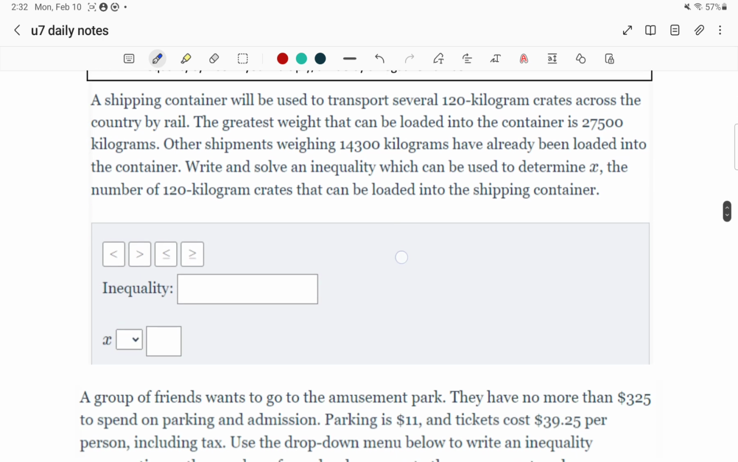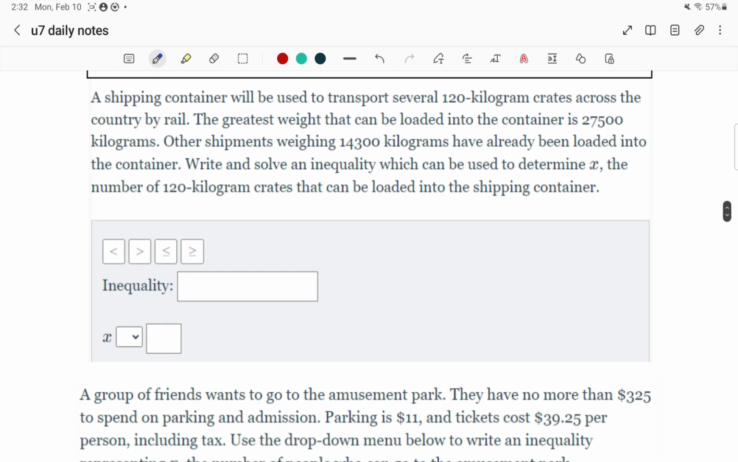Let's flip the page here. Let's try it a couple more times. A shipping container will be used to transport several 120 kilogram crates. So every crate is 120 kilograms, and that's what I'm talking about. So I already know, without reading anything else, that this is my rate.